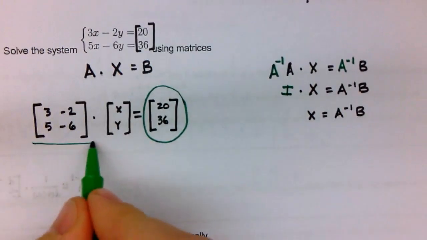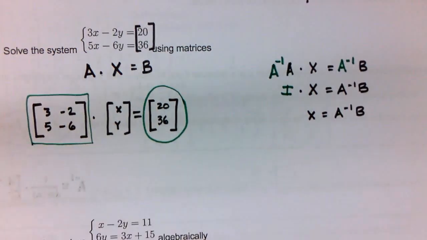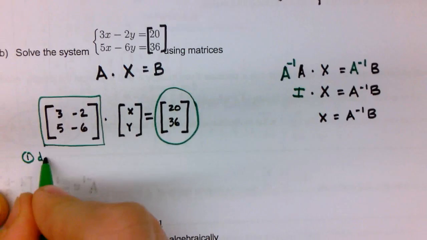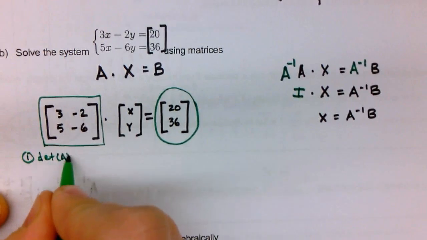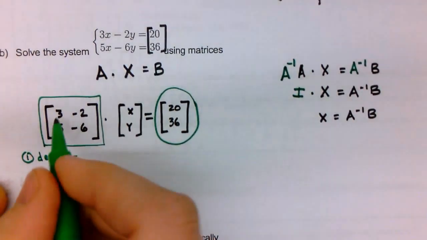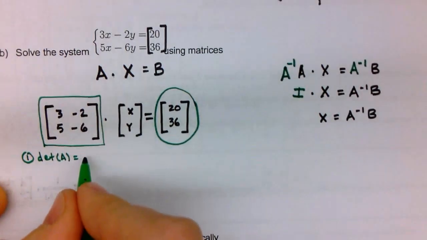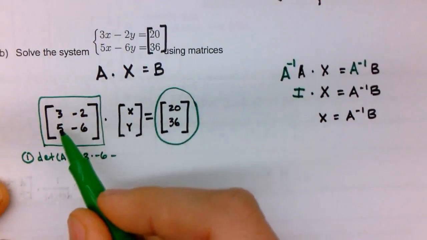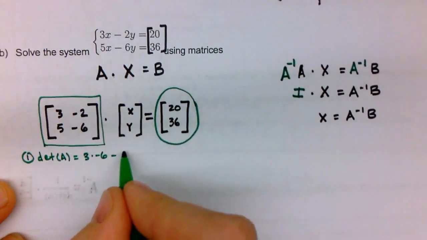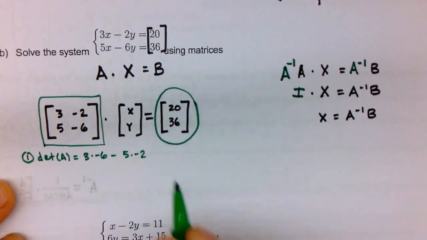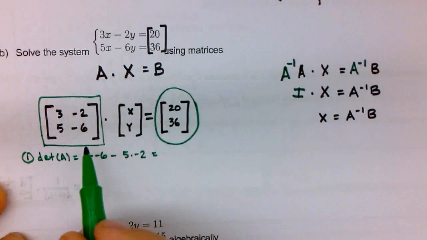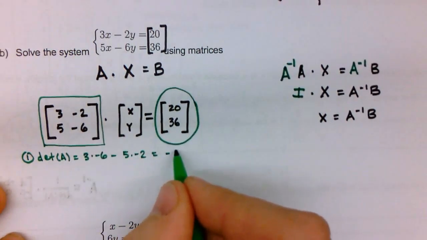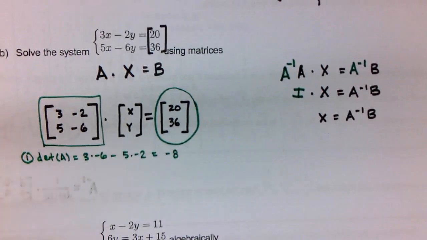Now, since the A matrix is right here, the first thing we need to do is find the determinant of A. So we're going to do 3 times negative 6 minus 5 times negative 2. Negative 18 plus 10 gives us negative 8.